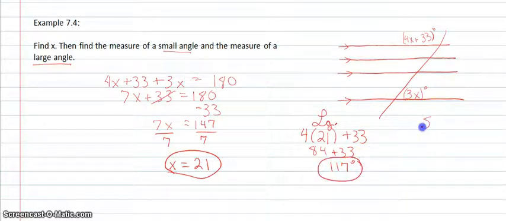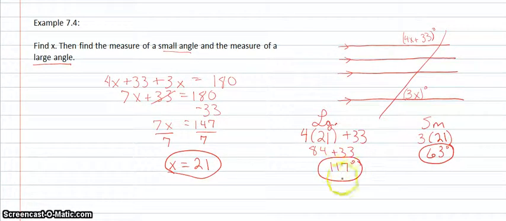And then for the small angle, we can use the 3x. So this one would just be 3 times 21. So that would be 63 degrees. And if you wanted to double check that your math was right, you could simply add 117 plus 63, and that does equal 180. So that's one way to check yourself.